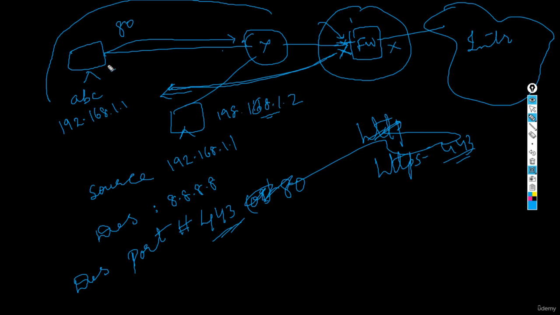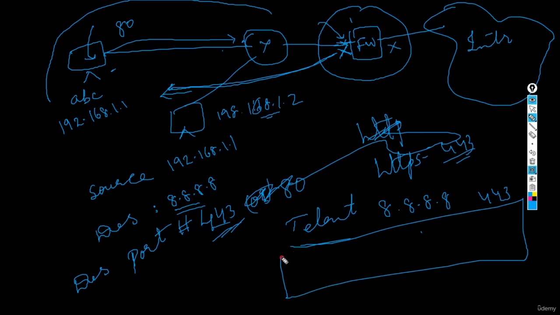So what we can do for this scenario, I will go to this guy, and from this PC I will write telnet and which destination IP he needs to go, example 8.8.8, and which port, I will write 443 and I will press enter. If you get the black screen, it means connectivity is fine, he can access this server.